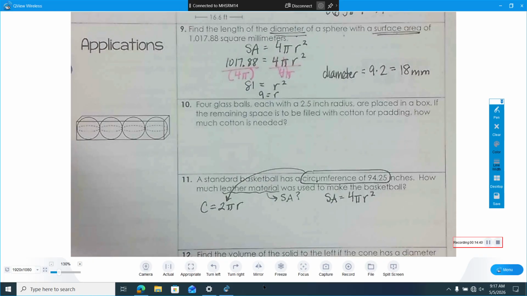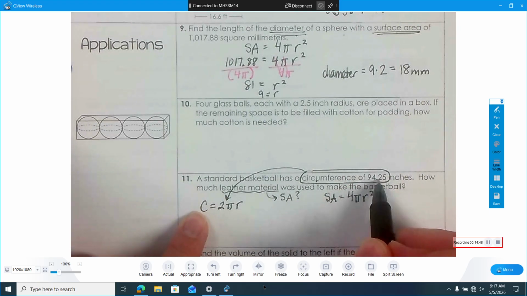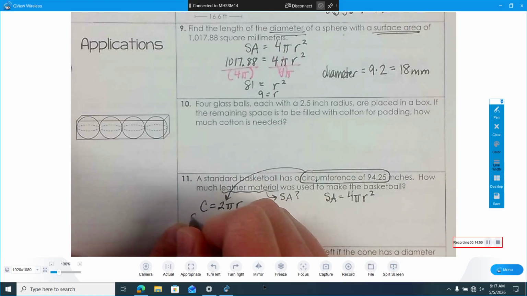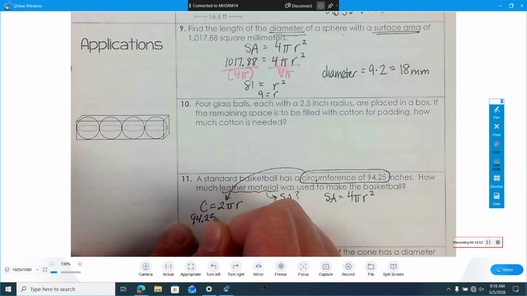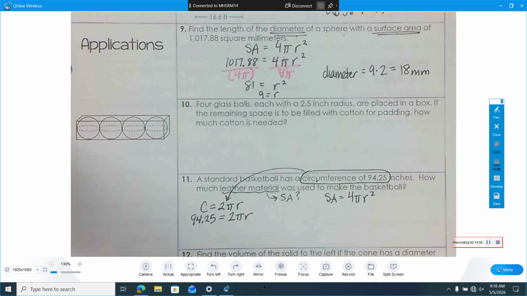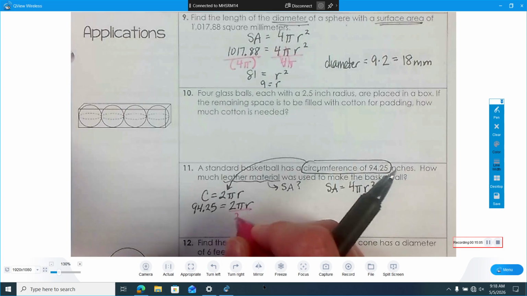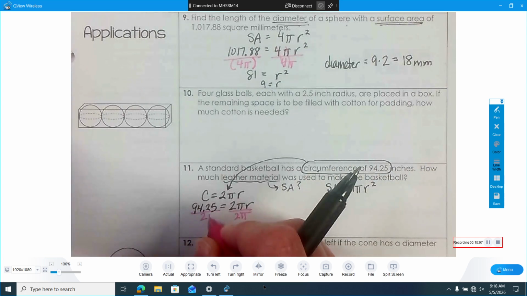What information did they tell us? Where do I plug it in? Then to the C. Very good. So we're going to plug in circumference. They told us it was 94.25 equals 2 pi r. So what do we need to do? Divide by 2 pi, just like we did before. I want to get r by itself, so we're going to divide by 2 pi.